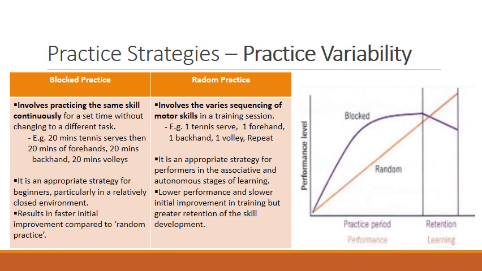Lower performance and slower initial improvement in training. So they might take longer to improve their serving through a random practice model than what they would through a blocked practice model. But what we do find is that they retain that skill development for longer, and that's what our graph's showing over here. So you start at the same point. Through a blocked practice model, you've got this pretty rapid initial improvement, but then you sort of plateau off, and then after the practice period, you don't retain that skill as much when you've stopped practising.